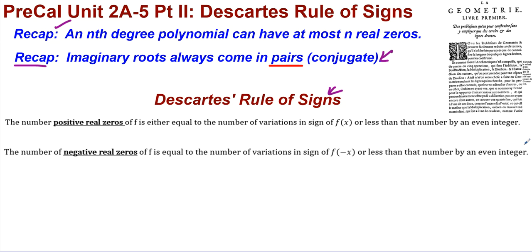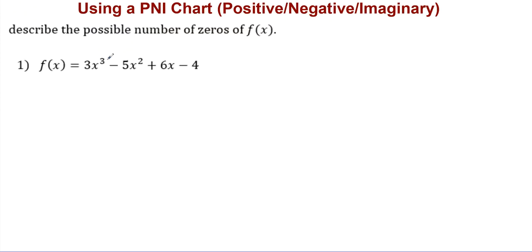So we're first going to take a look and say, okay, what's going on? Let's take a look at a basic example here. So here I have 3x cubed minus 5x squared plus 6x minus 4. Notice how the sign changes from positive to negative, and so on. Well, we can construct that. So when we're going to do Descartes' rule of signs, we want to construct what is called a PNI chart. But we also want to go ahead and do our f of negative x to determine the negative possible roots.